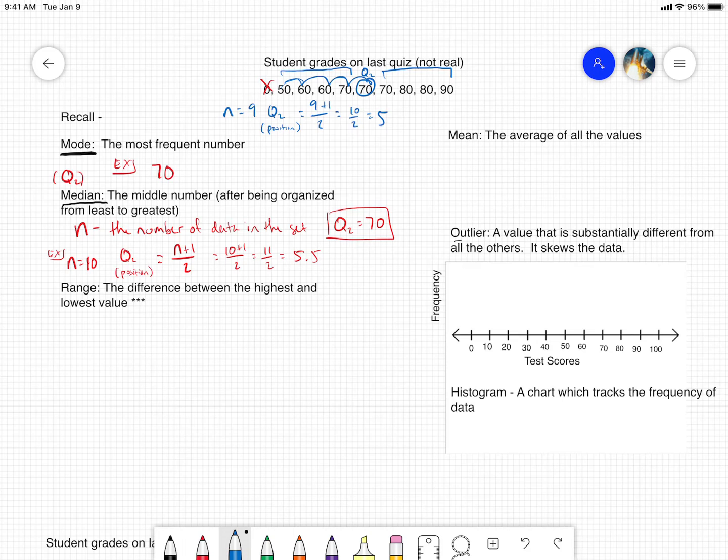The next point of data that we want to talk about is one that you're definitely all familiar with. And this is the mean. The mean is the average of all the values.